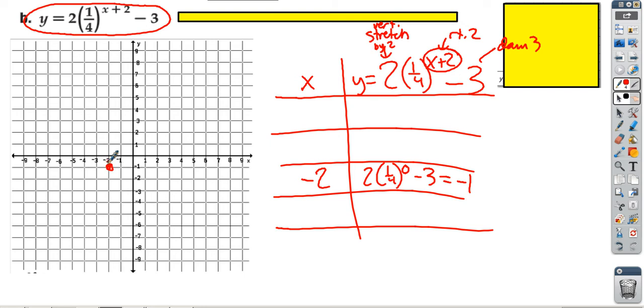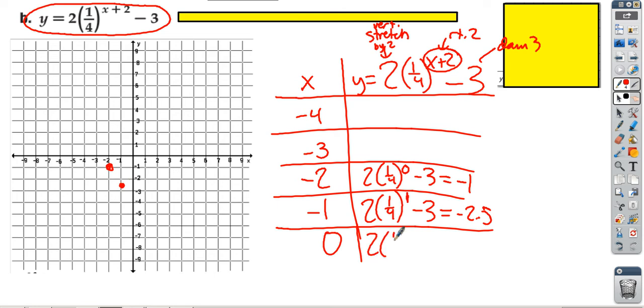Then let's do a couple points bigger and a couple points smaller. Okay, so let's start with -1. So 2 times 1/4 to the, if we plug in -1, that would be raised to the 1. So 2 times a fourth is a half, and a half minus 3 would be -2.5. So that's going to be the point, -1, -2.5, which is right here. This should be going down, and it looks like already that it is going to be going down.